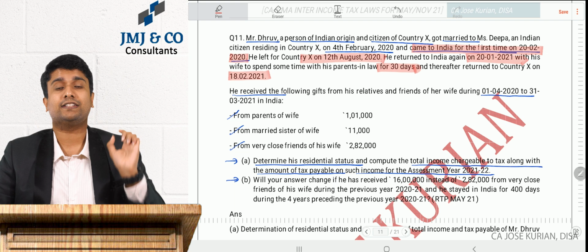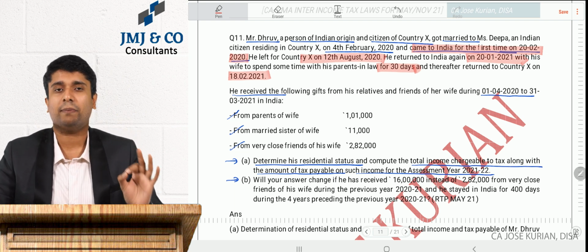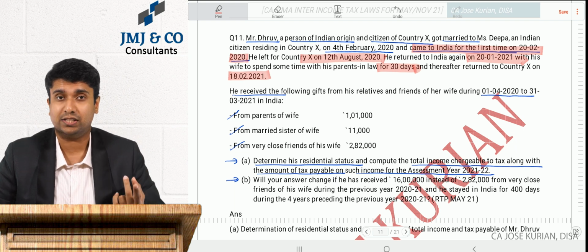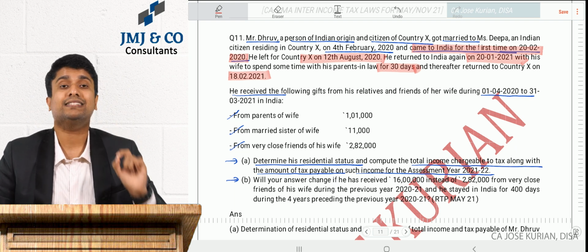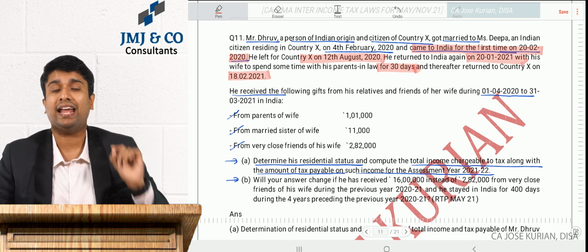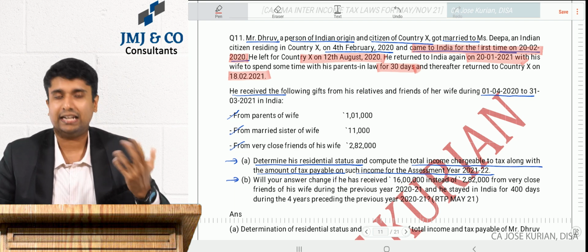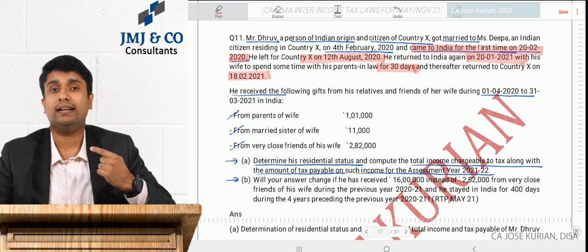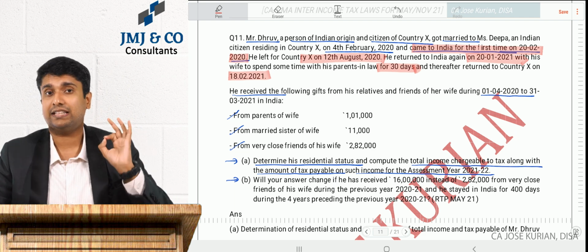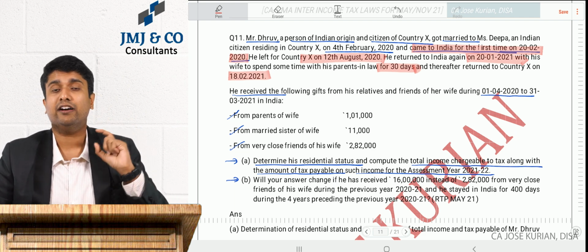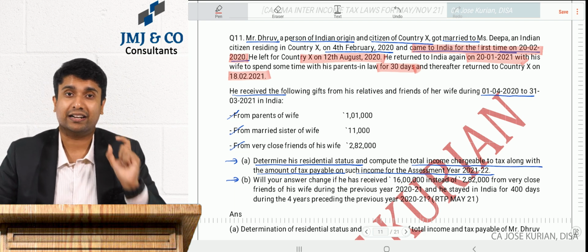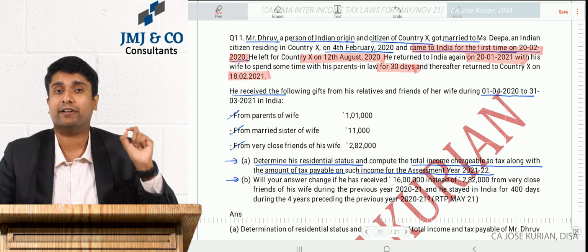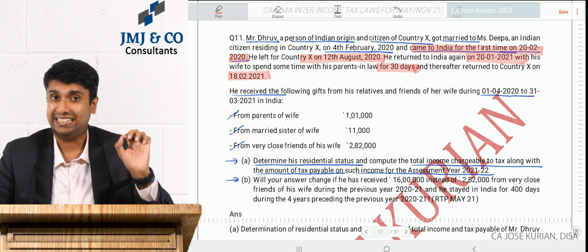Determination of residential status of an individual is purely based on his days of stay in India. Yes or no? And there are two basic conditions for that. Condition number one, if his days of stay in India is 182 days or more, then definitely he will be treated as a resident. And there is also one alternative condition. If that person stays in India for 60 days or more in the relevant previous year and 365 days or more in the 4 preceding previous years, then also he will be treated as a resident.